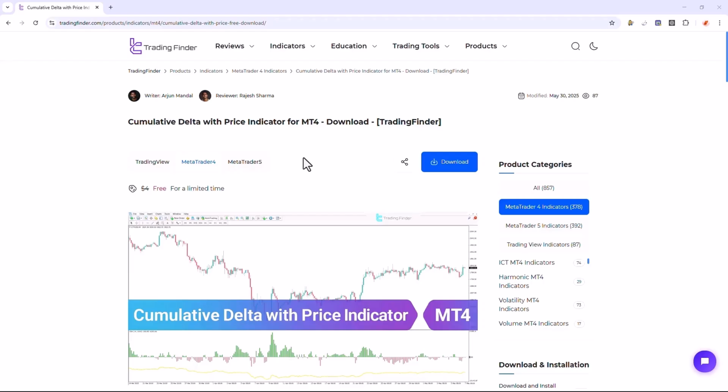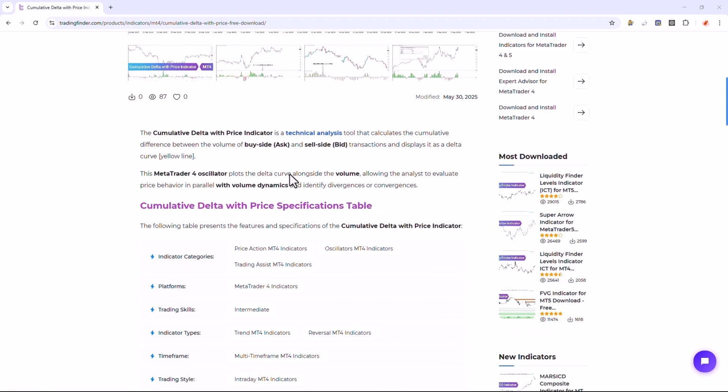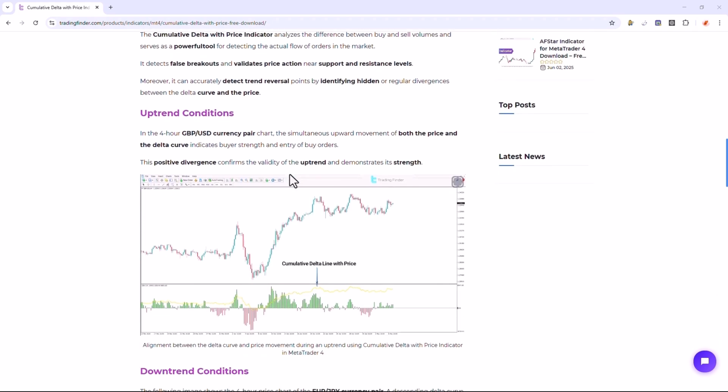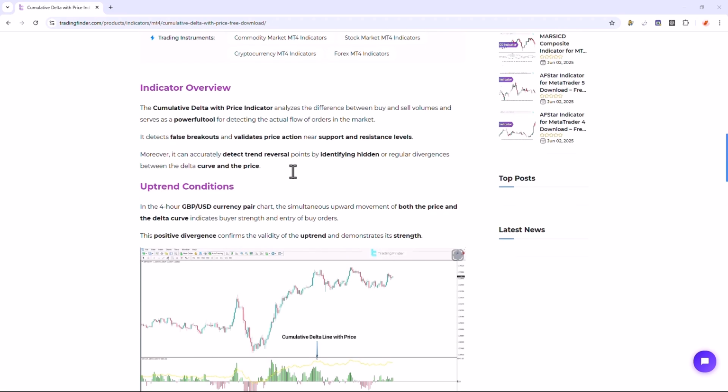The cumulative delta with price indicator is offered for various platforms on the TradingFinder website. From this section, you can download the indicator file for MetaTrader 4 and MetaTrader 5 platforms and run it on the chart. Traders can also read this page to learn about the functionality and operation of the indicator.